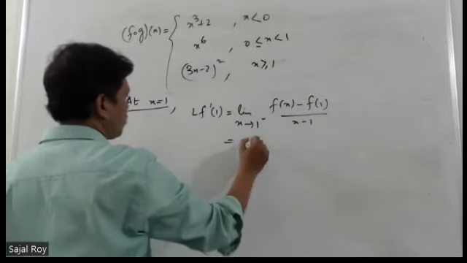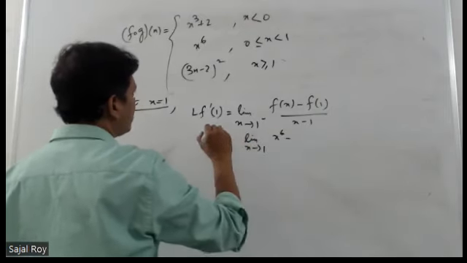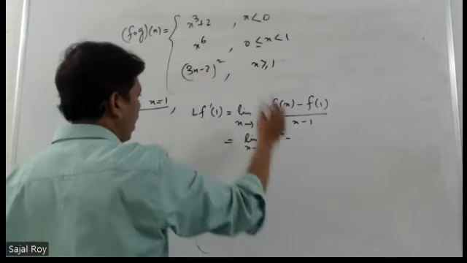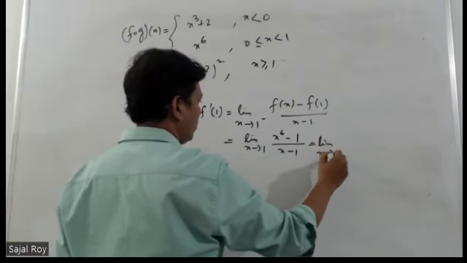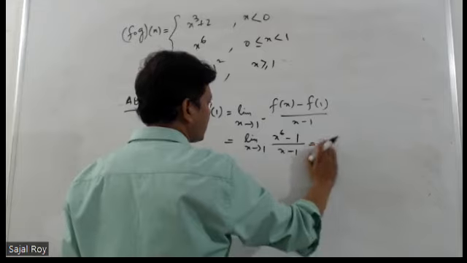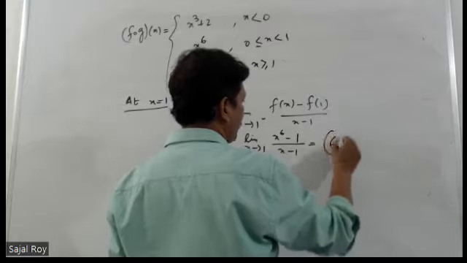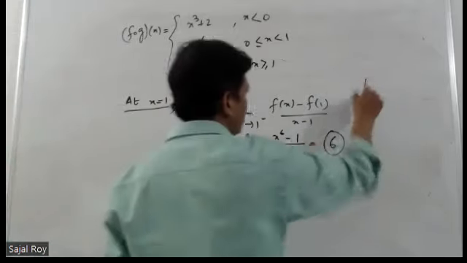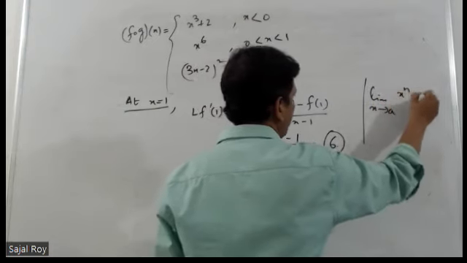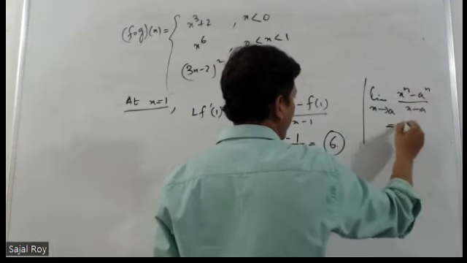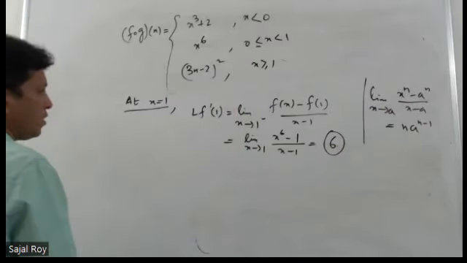So what is your fx? X to the power 6. F1 is 1, and the limit of x to the power 6 minus 1 over x minus 1 will be equal to 6. If you apply the standard limit formula, it will be 6. Because what is the standard limit formula? Limit x tends to a x to the power n minus a to the power n over x minus a, that's going to be n a to the power n minus 1. So 6, 1 to the power 5, so it will be 6.